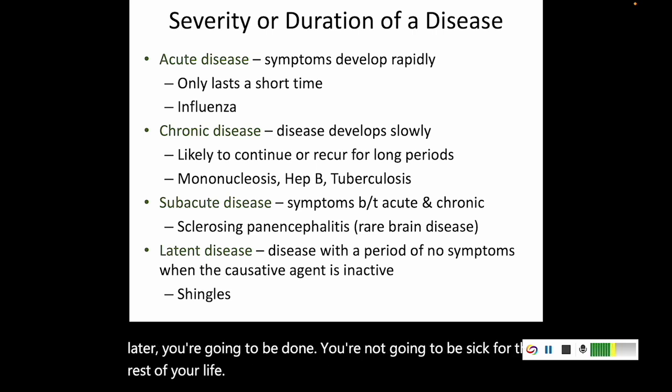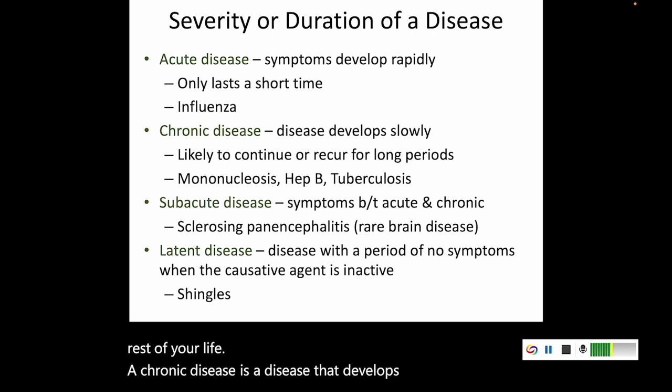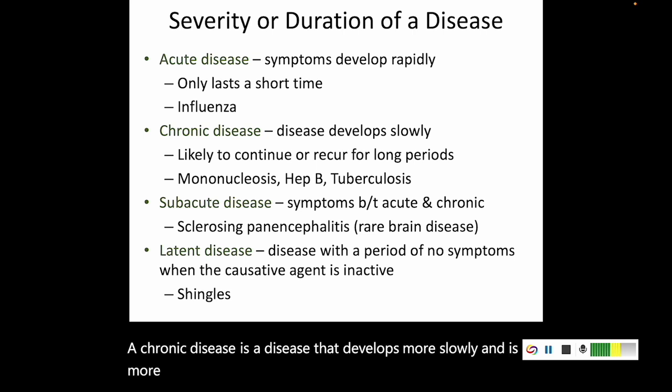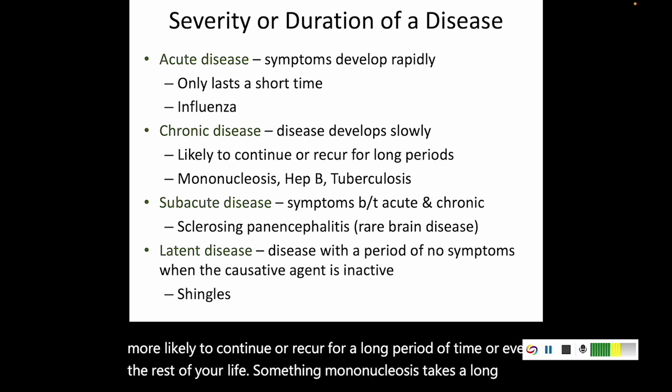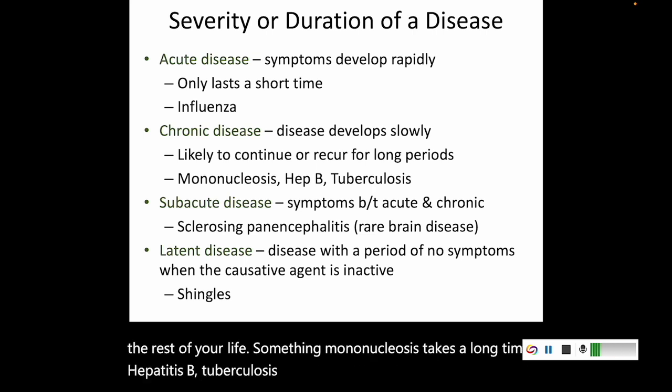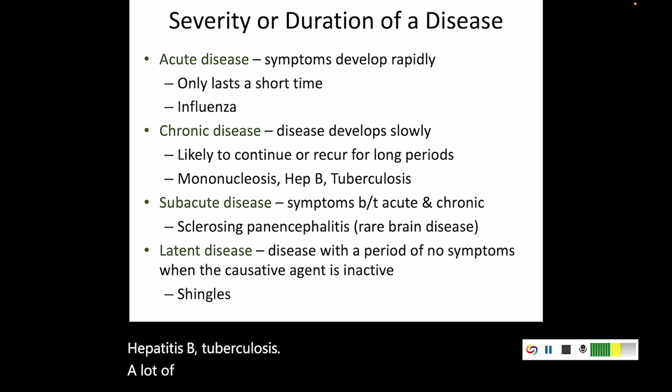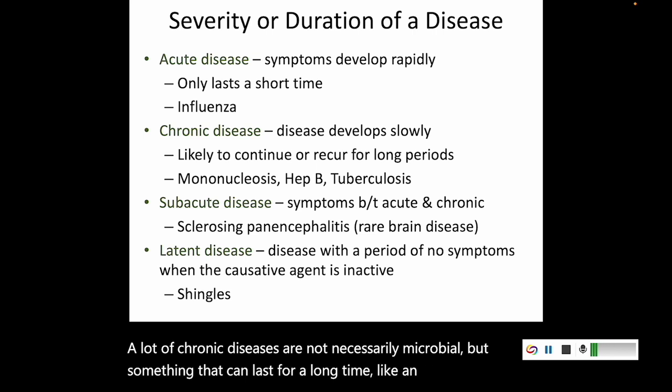A chronic disease is a disease that develops more slowly and is more likely to continue or recur for a long period of time or even the rest of your life. Something like mononucleosis takes a long time. Hepatitis B, tuberculosis. A lot of chronic diseases are not necessarily microbial, but something that can last for a long time, like an autoimmune disease.